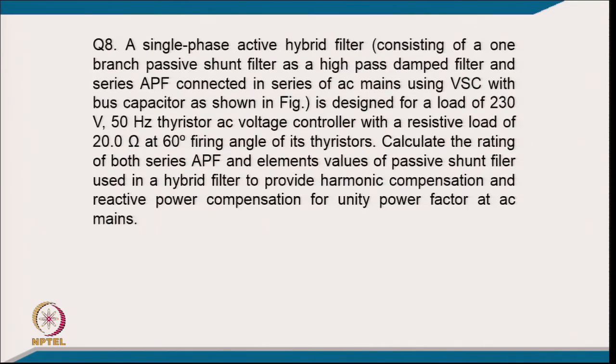So, coming to numerical problem 8: a single phase active hybrid filter consisting of one branch passive shunt filter and a high pass damped filter, and a series active filter connected in series with the AC mains using a voltage source converter with DC bus capacitor, is designed for a load of 230 volt 50 Hz thyristor AC controller with a resistive load of 20 ohm at 60 degree firing angle of its thyristor. Calculate the rating of both the series active power filter and the elements of the passive shunt filter used in the hybrid filter to provide harmonic compensation and reactive power compensation for unity power factor at AC mains.